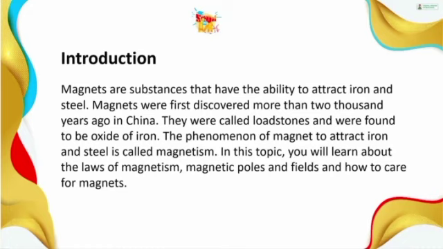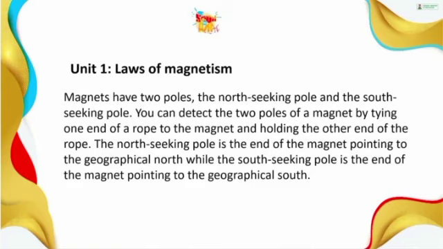The phenomenon of a magnet attracting iron and steel is called magnetism. So the ability of a magnet to attract metals, e.g. iron and steel, is called magnetism. So in this topic, you will learn about the laws of magnetism, magnetic poles, magnetic field, and how to take care of our magnets. So let's go to the laws of magnetism.